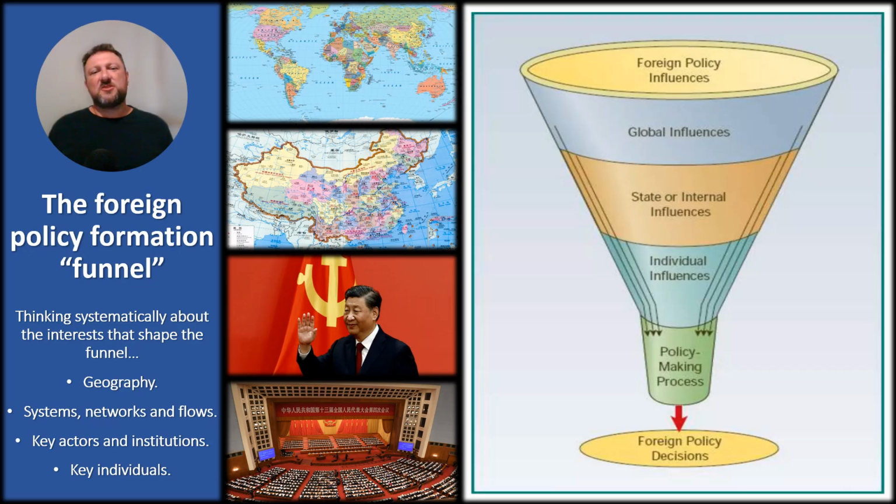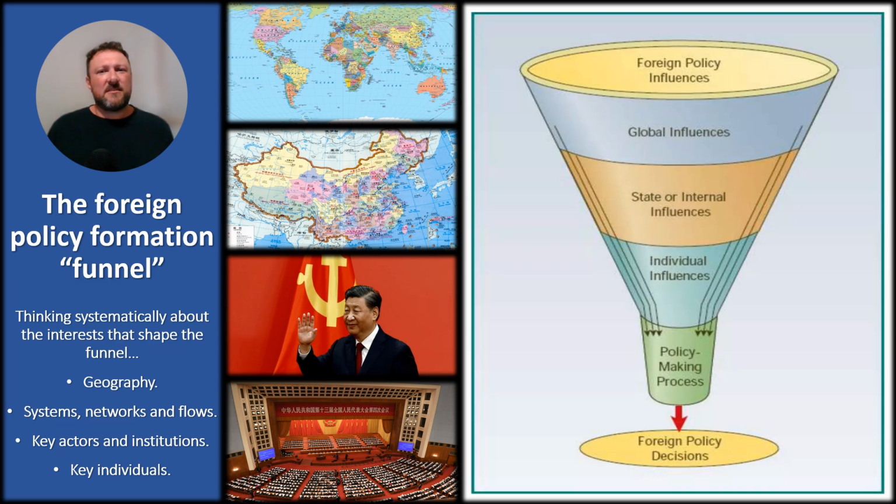Depicted here is a tool that I remember from my first year Introduction to International Relations class at the University of South Australia. And this is the Foreign Policy Formation Funnel. Now, it's a simple tool, its purpose being to help students think more systematically about the interests that shape the funnel and about what gets spat out at the bottom as an actioned national interest.